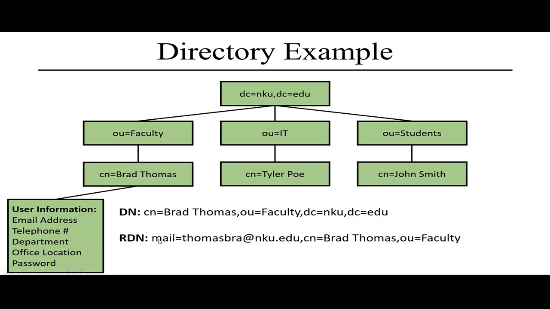If we want an RDN, a relative path, like we're starting from faculty, we can get Brad's mail address, and it'll be connected to Brad Thomas and then faculty.